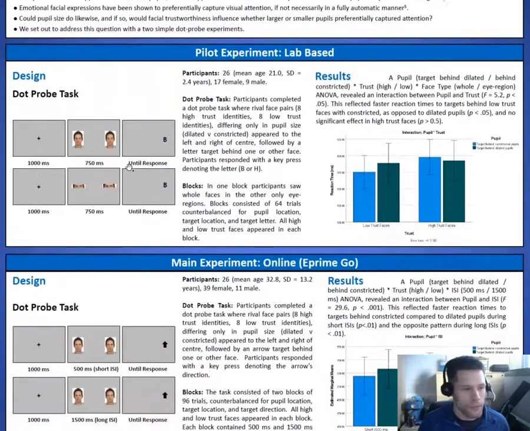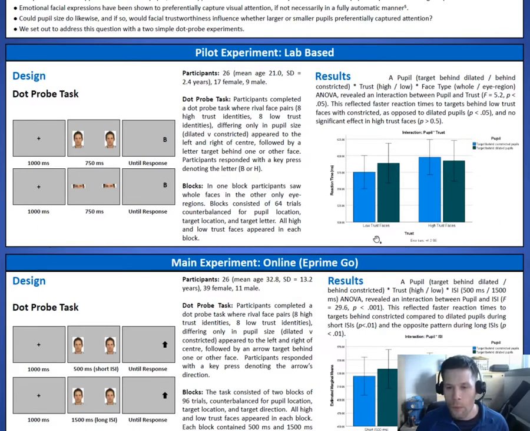So I had some pilot data from a dot probe task run pre-COVID in the lab. Participants saw pairs of faces that were identical, except one would have dilated and the other constricted pupils. The faces were either whole faces or just the eye regions, presented for 750 milliseconds. Half of the faces were highly trustworthy looking faces, and the other faces looked less trustworthy, or low trust faces.